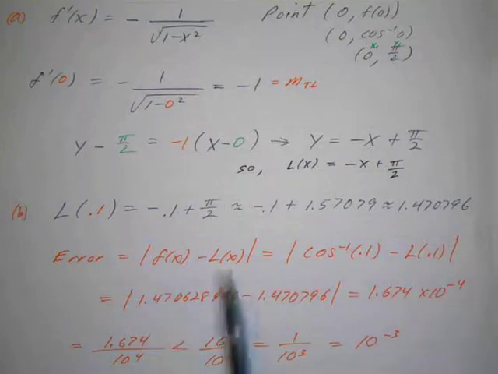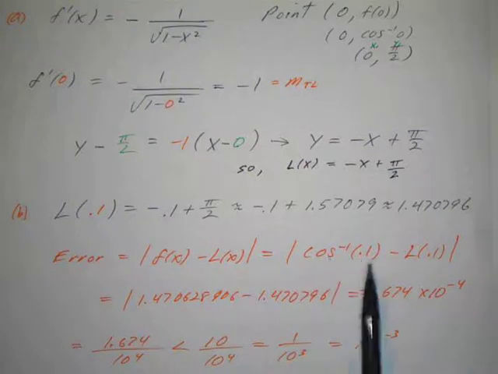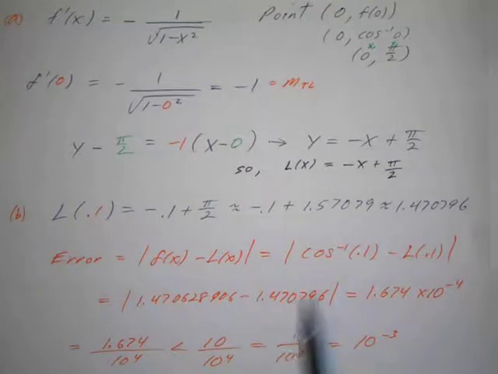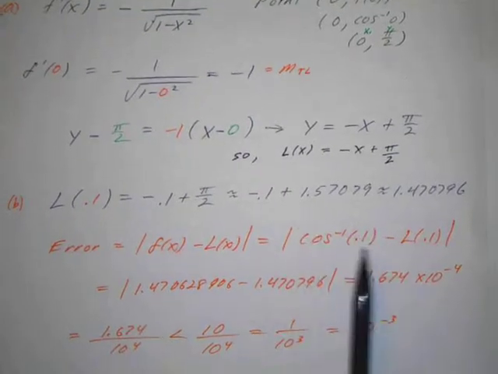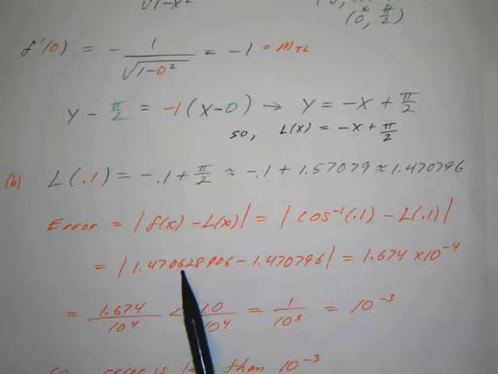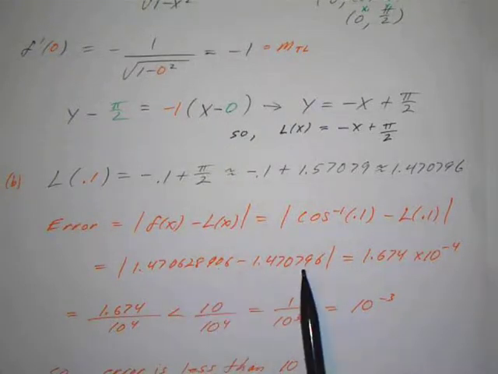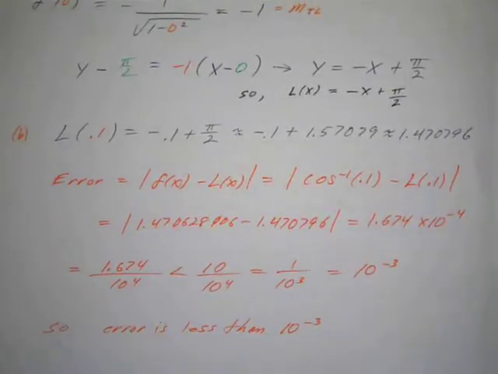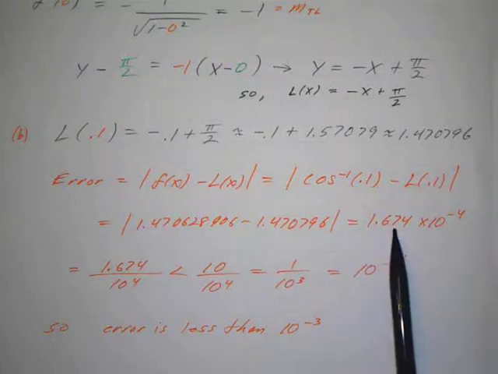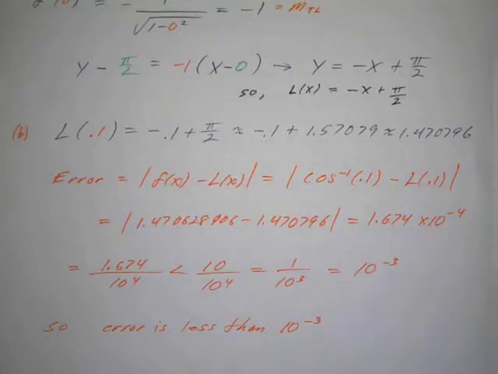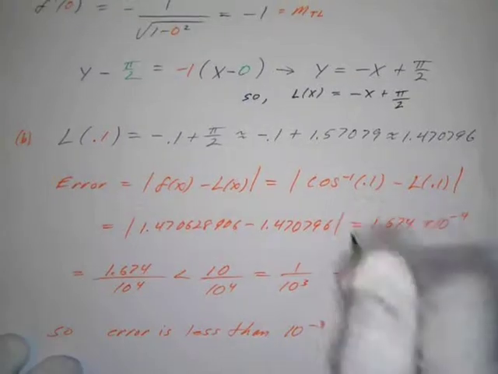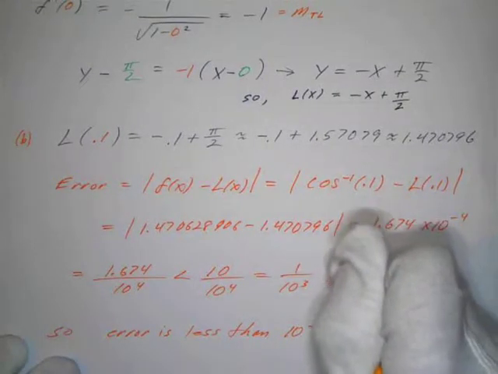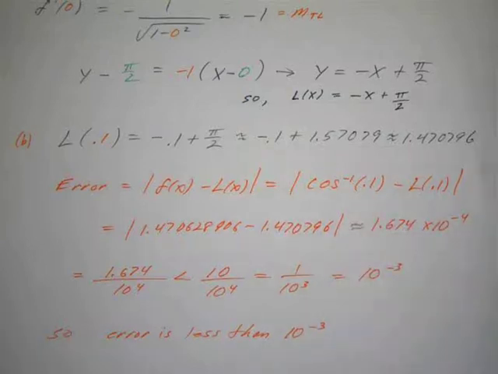Now remember my error is f of x minus the linearization of x, so that's going to be the arc cosine of 0.1 minus this, the L of 0.1. I looked this up in my calculator, you can punch that right in, there's no problem. That becomes 1.4706288906. Then I took the difference. Remember the error is the absolute value of the difference. I got 1.674 approximately, just approximately because I did round it off a little bit.